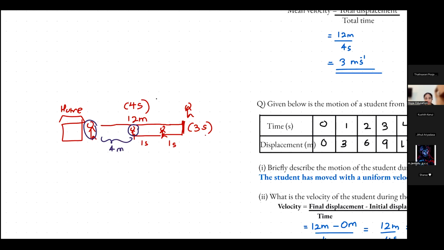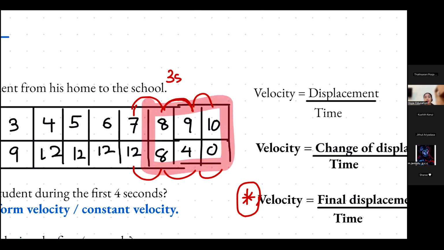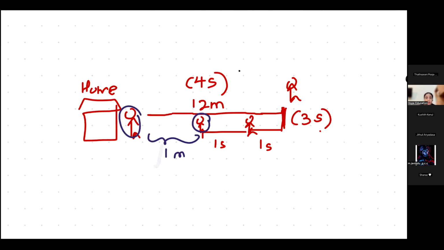Okay. Then from 9 second to 10 second, displacement becomes 0. Displacement is the shortest distance between the starting point and the ending point. If it becomes 0, that means the starting point and the ending point are the same. That means during that remaining 1 second, the child has come back home.